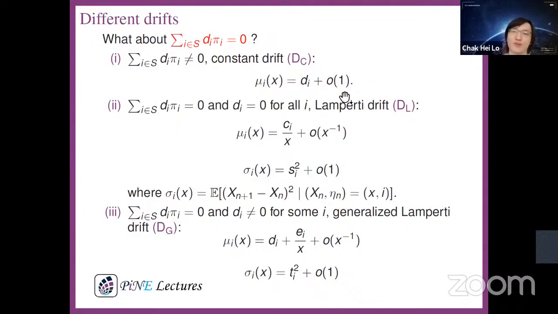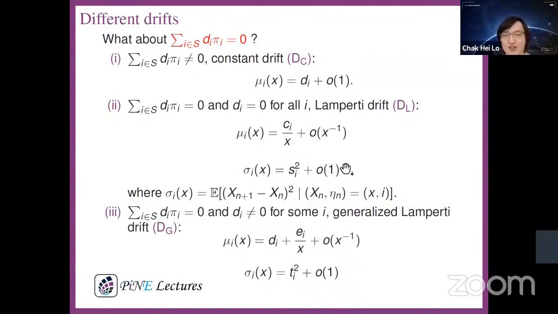And we know from the analysis by Lamperti on a Markov chain on a real line, it's just one line, we know the critical region is around ci over x here. That's why we mimic him to work on this strip process, but also with the same Lyapunov type drift here. So we assume that mu i(x) is equal to ci divided by x plus, again, a smaller term, little o(x^-1) here. And again, ci can be different for each line.